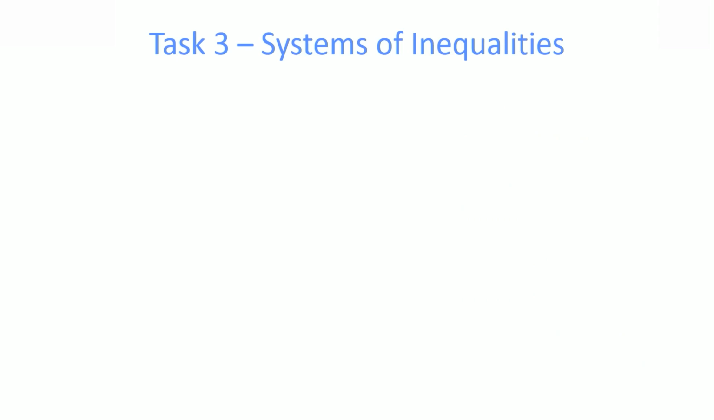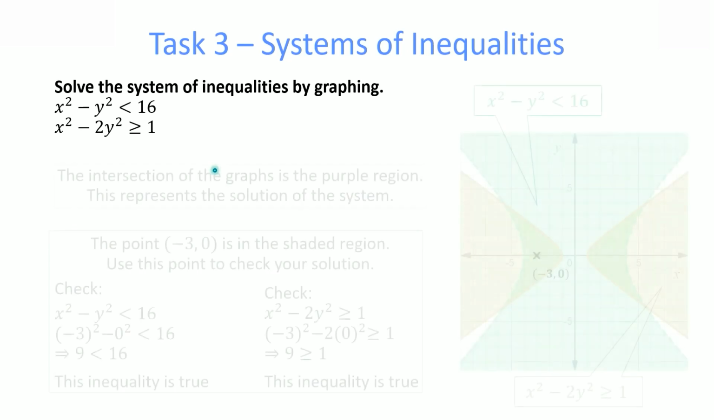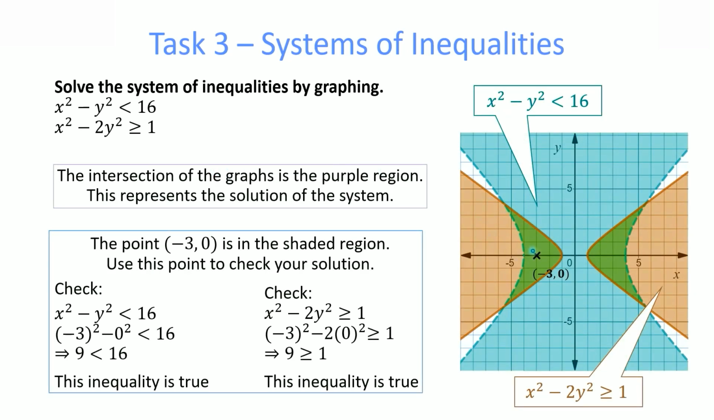You can now solve a question yourself. You are asked to solve the system of inequalities by graphing, and here's your system. So you can pause the video and answer the question, and when you are ready to continue, please press play. Upon graphing the two inequalities and taking the intersected region, the solution is then the purple region, like so. And again, you can take a point inside the region, verify it to ensure that indeed any point in the region that you've identified satisfies both inequalities.